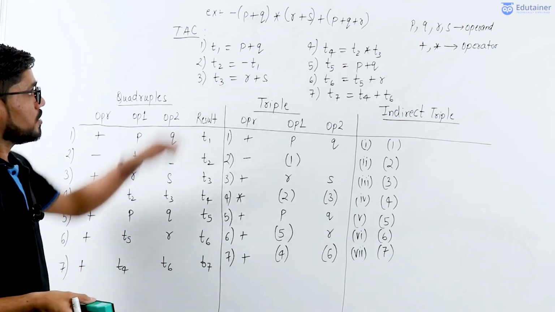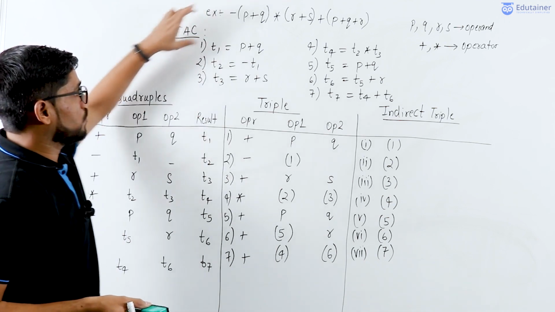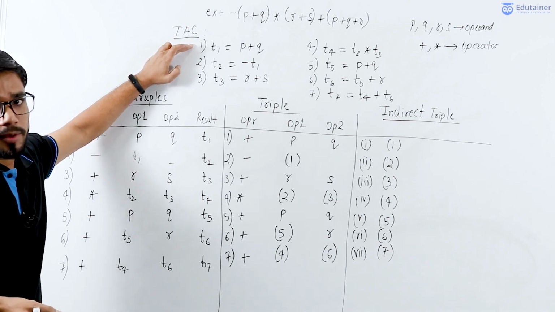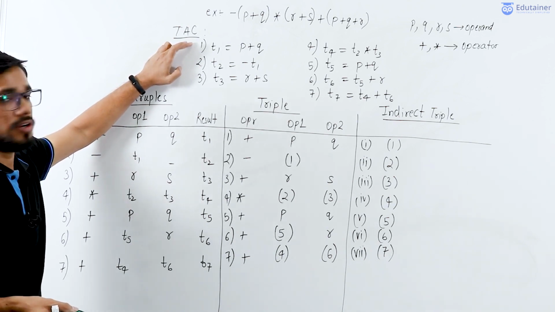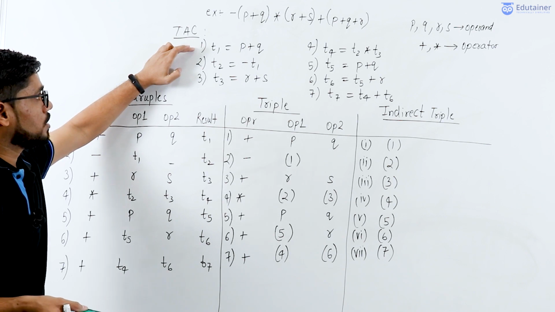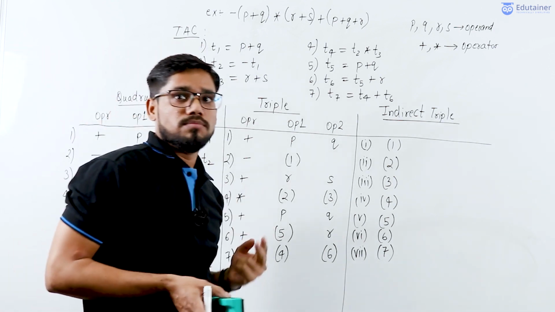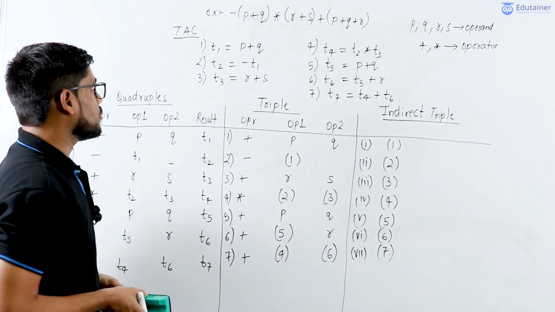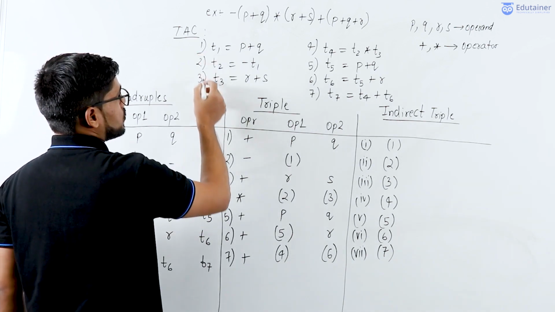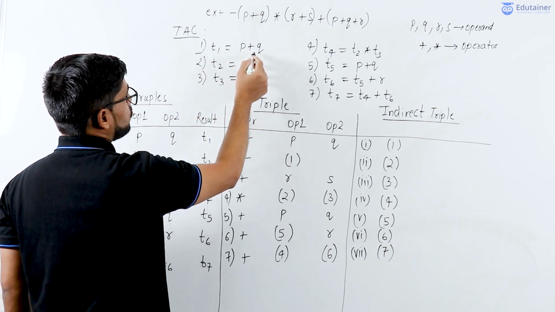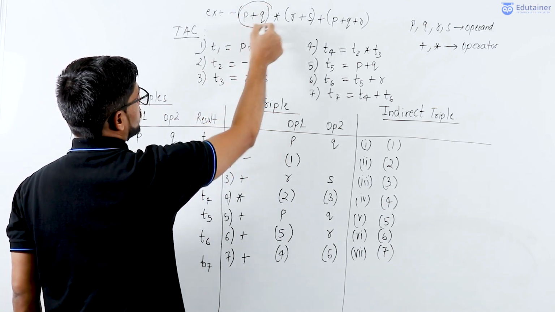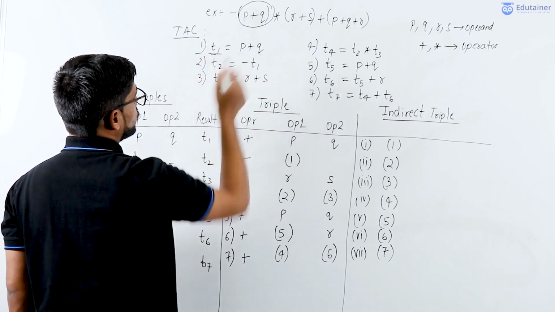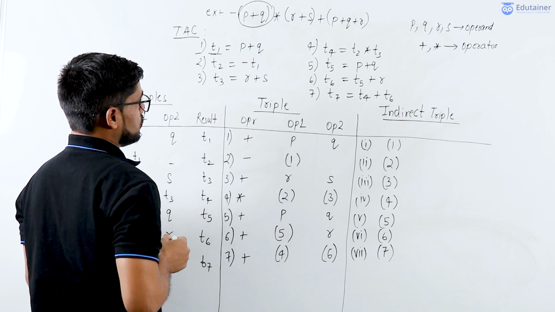First I have to convert this line of code into three address code representation. For this purpose, I have to use temporary variables. And for converting into three address code, I will only use a maximum of three different variables at a time. So first is t1 is equal to p plus q. First I have to convert this part, p plus q. So temporary variable t1 holds the p plus q operation.